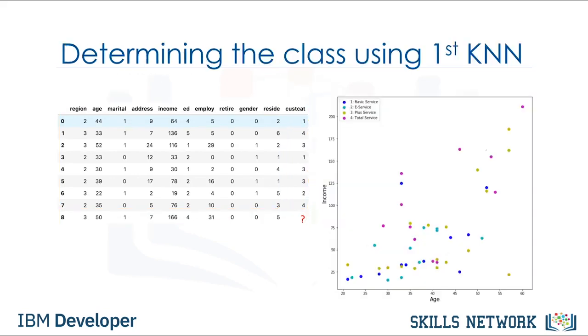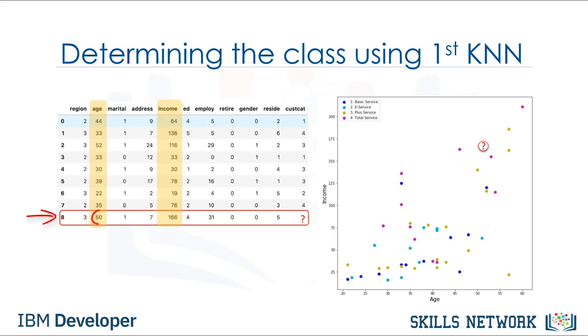Just for sake of demonstration, let's use only 2 fields as predictors, specifically age and income, and then plot the customers based on their group membership. Now, let's say that we have a new customer, for example, record number 8, with a known age and income. How can we find the class of this customer? Can we find one of the closest cases and assign the same class label to our new customer?